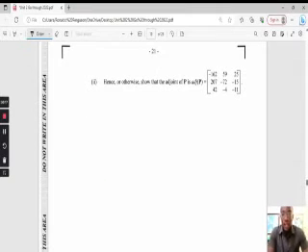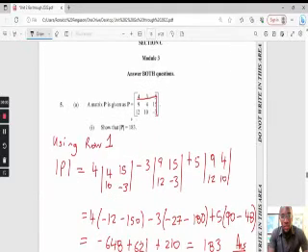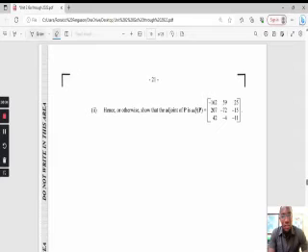Alright, the next part says hence show that the adjoint of P is this right here. Hence or otherwise. We're gonna go with the hence. So first thing before we find the adjoint, we need to find the cofactor. So to find the cofactor, call it cofactor of matrix P.